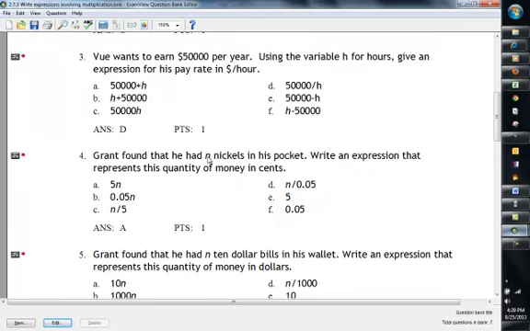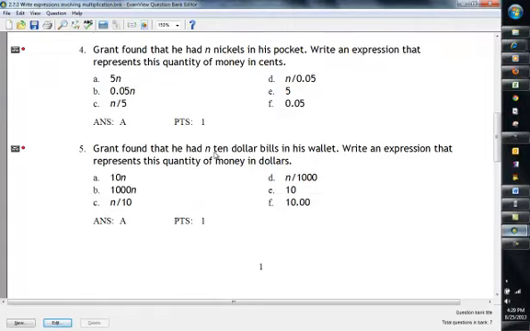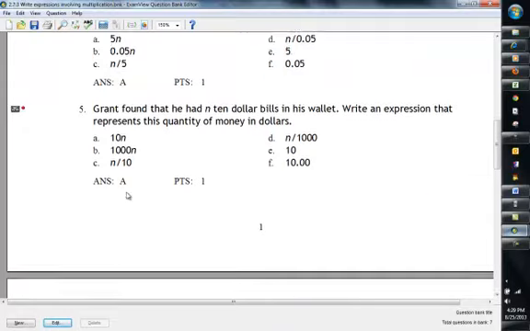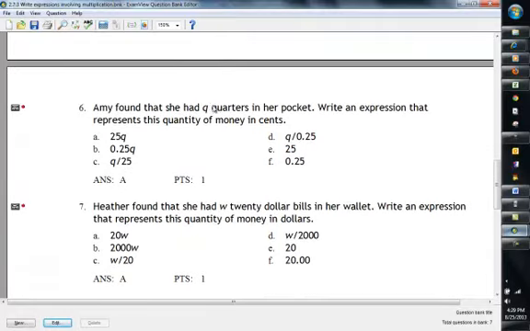Grant found he has n nickels. Well, each nickel is worth 5 cents, so we would say 5n. Now, if we were talking about dollars, it would be 0.05n. Now he's got n $10 bills. So that money in dollars would be 10n. Now, if we were doing cents, it would be 1,000 times the number. She has Q quarters. The amount in cents would be 25 times the number of quarters.